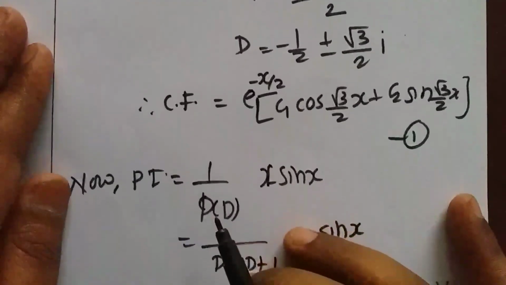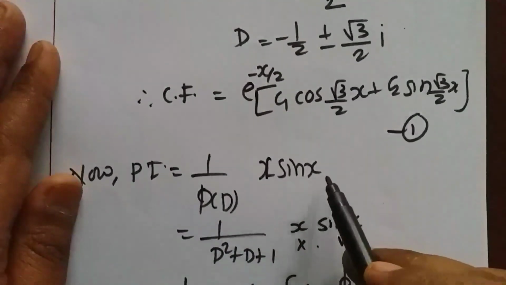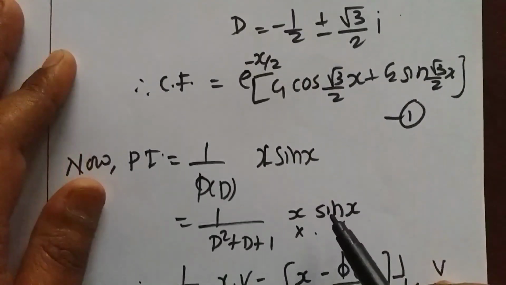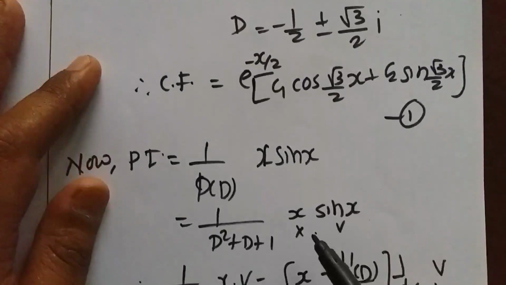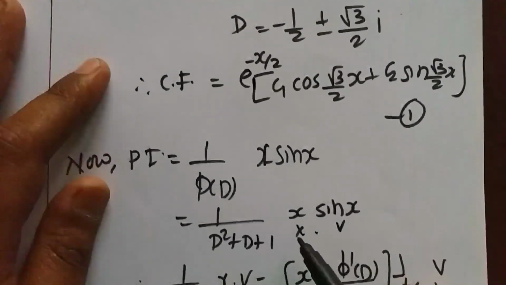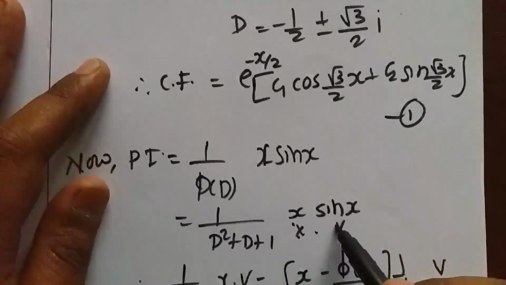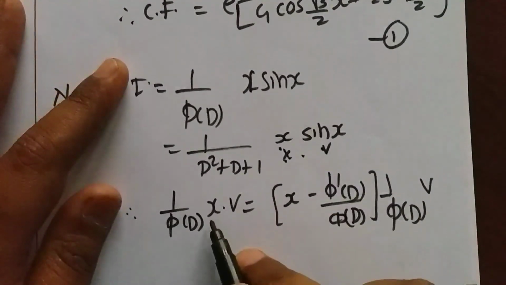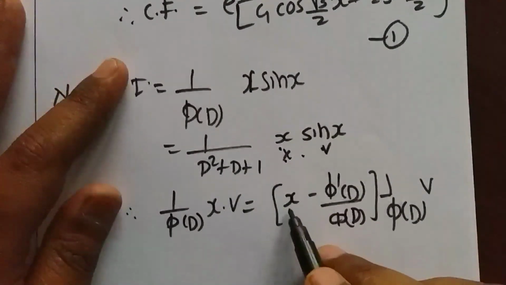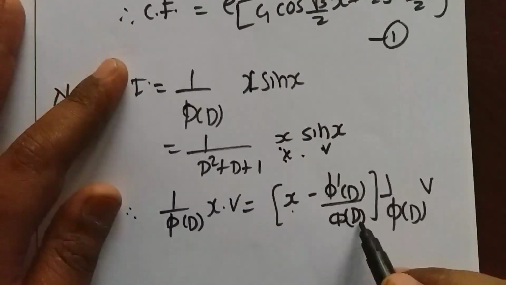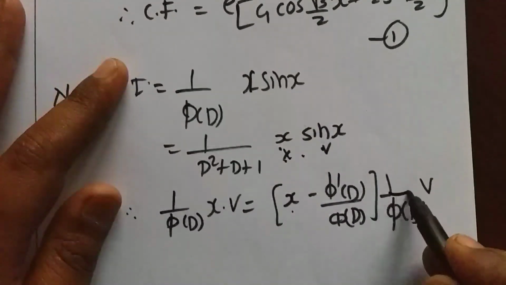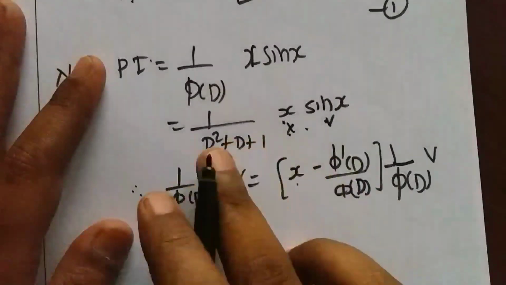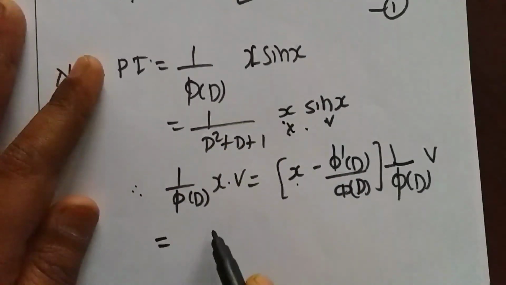Now the calculation for particular integral, 1 upon phi of D, x into sin x. Phi of D is D square plus D plus 1 operating on x into sin x. Now here we have the situation of x into v type, where this is the x and some function of x. So for that we have case number 6 for x into v. It is equal to x minus phi dash of D upon phi of D, outside the bracket, 1 upon phi of D into v. So here v is sin x and phi of D is this bracket. So let us simplify using this rule.